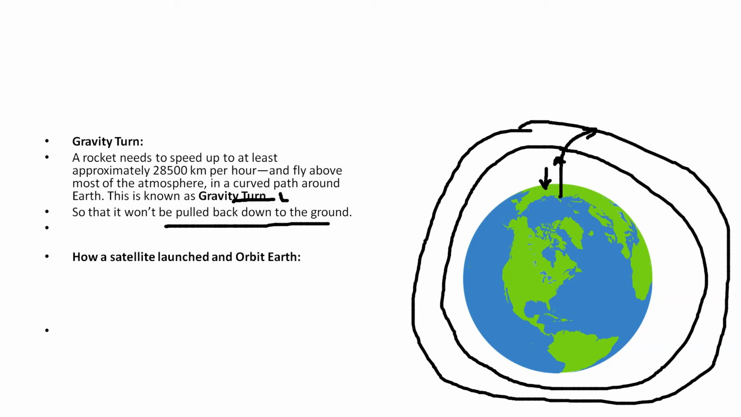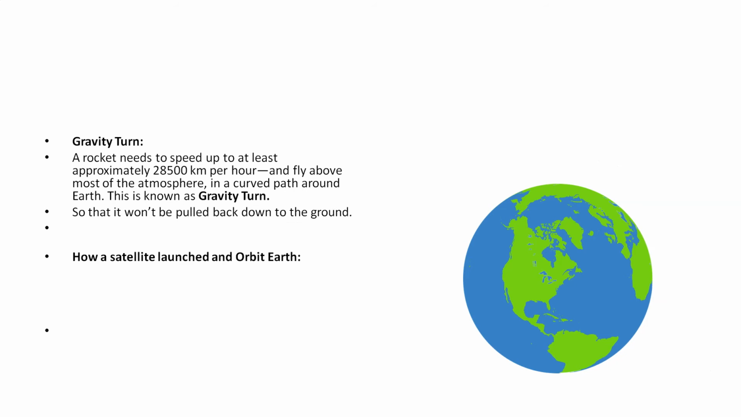This is due to the gravity turn. The thrust should be more than the gravity, and the rocket should be turned so that there will be minimum effect of gravity. This is known as gravity turn.